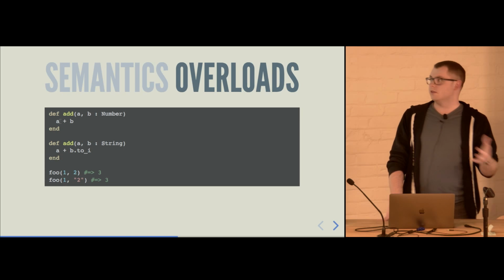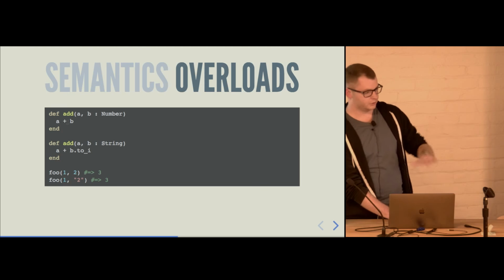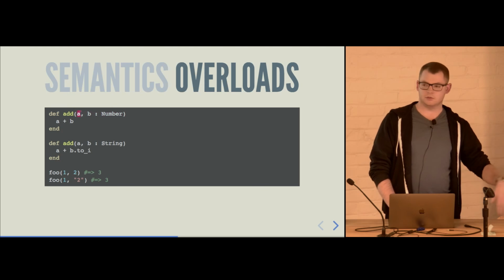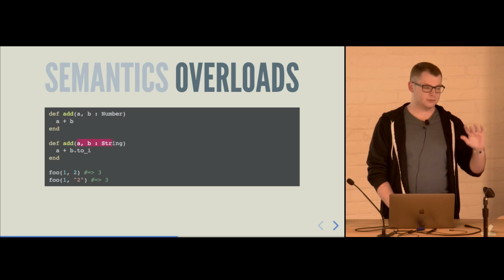What you can do, though, instead, is if you do want to write types, you can overload things. So here I have 2 different versions of add. This one in particular says A can be whatever it wants to be, I don't care. But B has to be a number to go to this method. This one is the other way. A can be whatever, but B has to be a string.